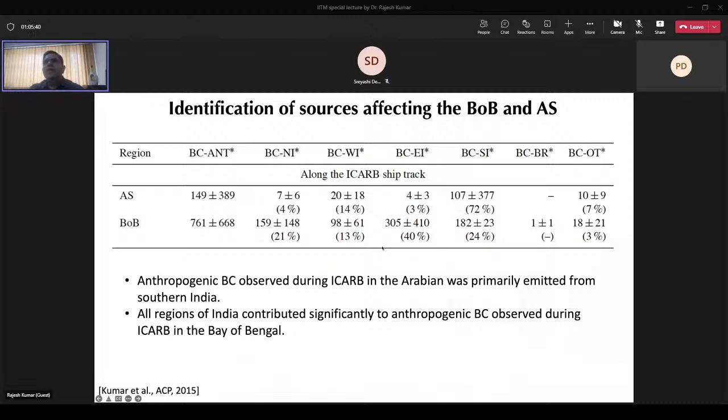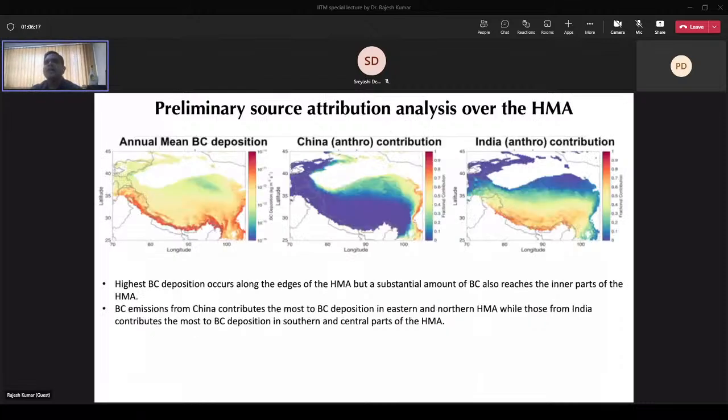When we go to Bay of Bengal, nearly all regions of India contribute significantly to anthropogenic BC that was observed in Bay of Bengal, with the highest contribution from Eastern India, followed by Northern India. This is somewhat surprising because Southern India is the second highest, and Northern India is the third highest. And this transport from Northern India is along the Indo-Gangetic plain and it goes through Eastern India. So this is a demonstration of how these tracers are useful to understand what sources are affecting BC in a particular region and where they are located.